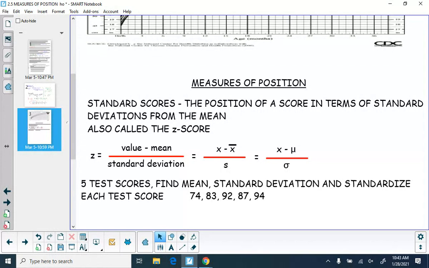How do we calculate a z-score? We take the value, we subtract off the mean, and we divide by the standard deviation. Take their value, subtract off the mean, and divide by the standard deviation.